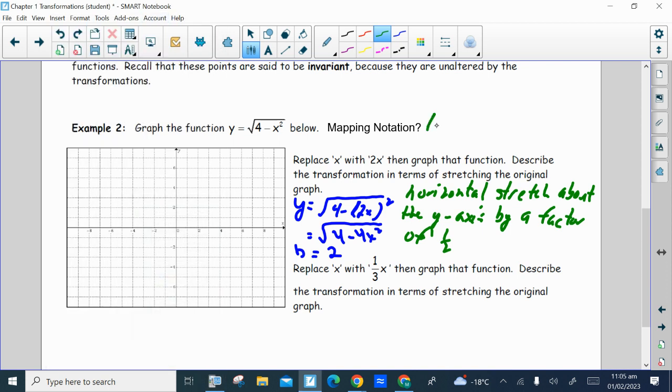All the x values are half of what they were before, so x comma y would map into 1/2 x comma y.